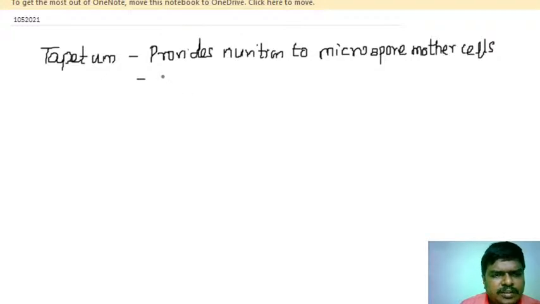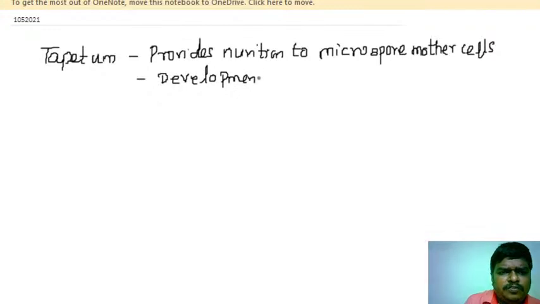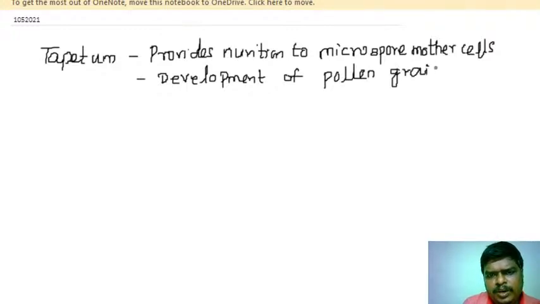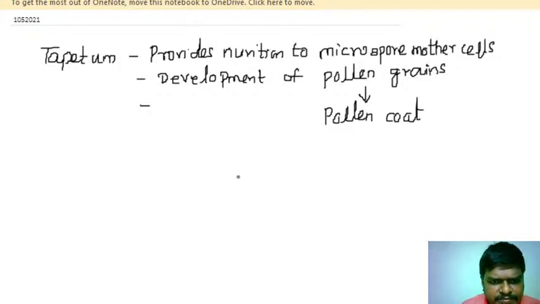Second function, it helps in the development of pollen grains. And third function, the tapetum helps in the overall development of pollen grains, mainly the pollen coat. What is the pollen coat? If you see the pollen grain, it has two outer layers.